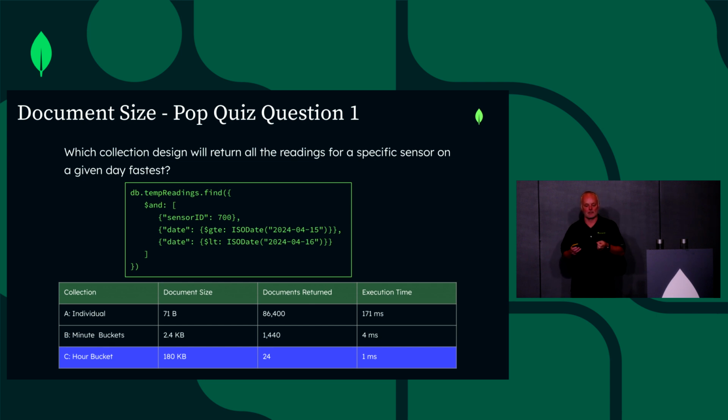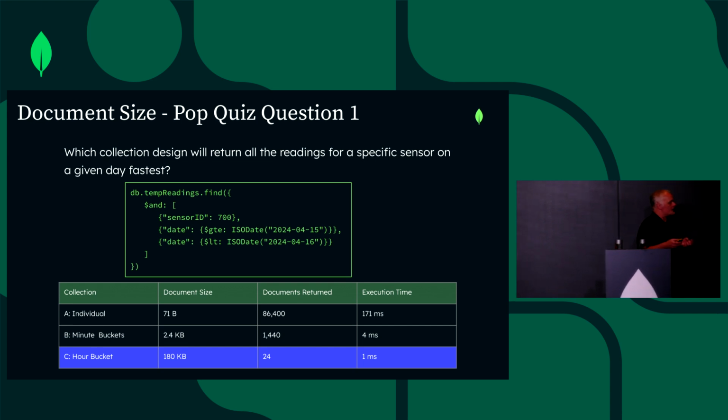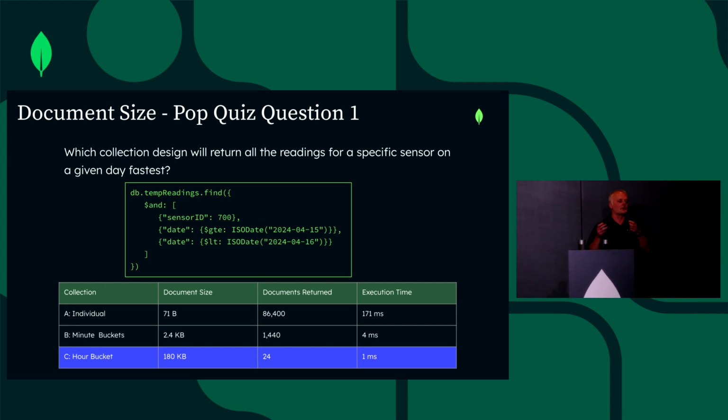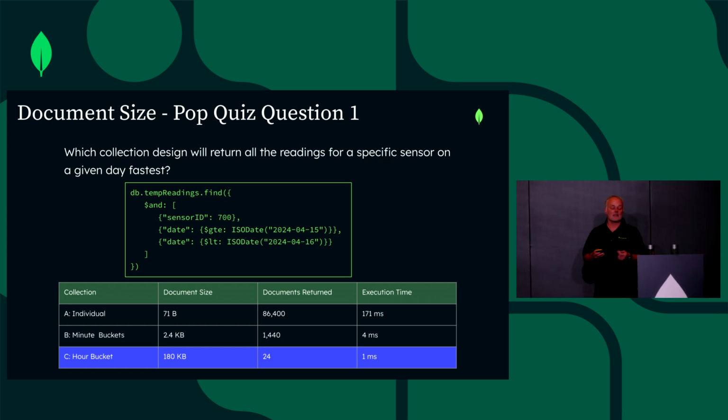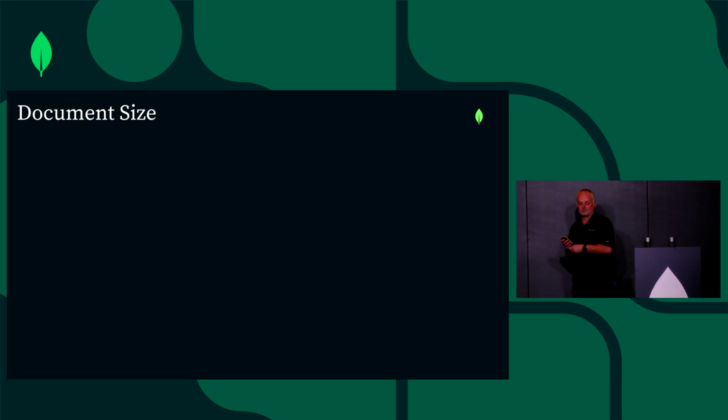are having to be returned, in option 1 it's 86,400 records. And so we're just having to fetch more records from more different places, and so that's slow. Whereas B is somewhere in the middle, and C, we're just fetching 24, so one document for each hour. And so, as you can see, that's fundamentally a lot faster.